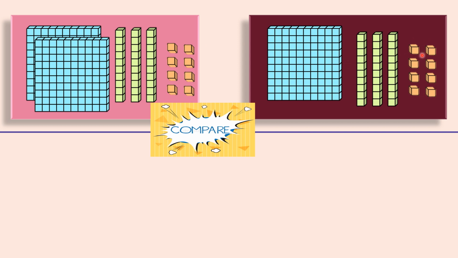Okay, so when we are comparing, first we need to compare the hundreds. How many hundreds blocks are here? 1, 2 in the first one and 1 in the second one. So as 2 is greater, this number will be greater. So how do we denote it with the symbol? This is the symbol. It always opens up towards the bigger number.